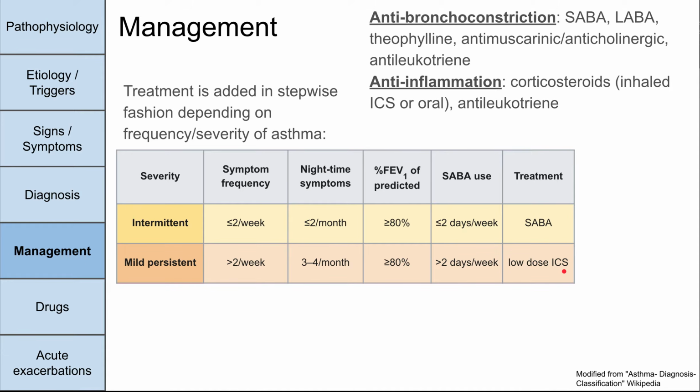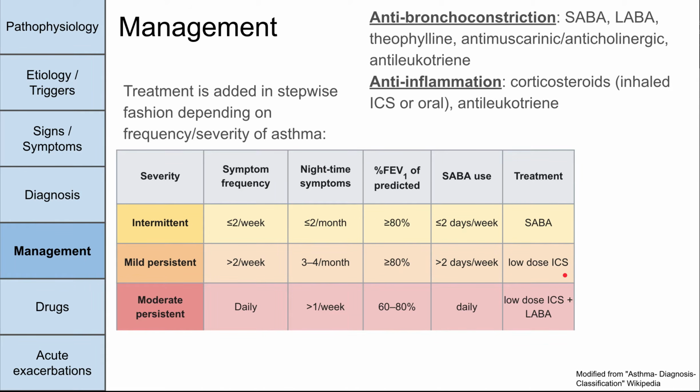So this would be something that they would take regularly, and it's actually pretty important to take the inhaled corticosteroids regularly, but they'll be on a low dose in addition to their rescue inhaler. And it's worth mentioning that these treatments are cumulative, so somebody in the mild persistent group would also get the same treatments above. Next is moderate persistent asthma.